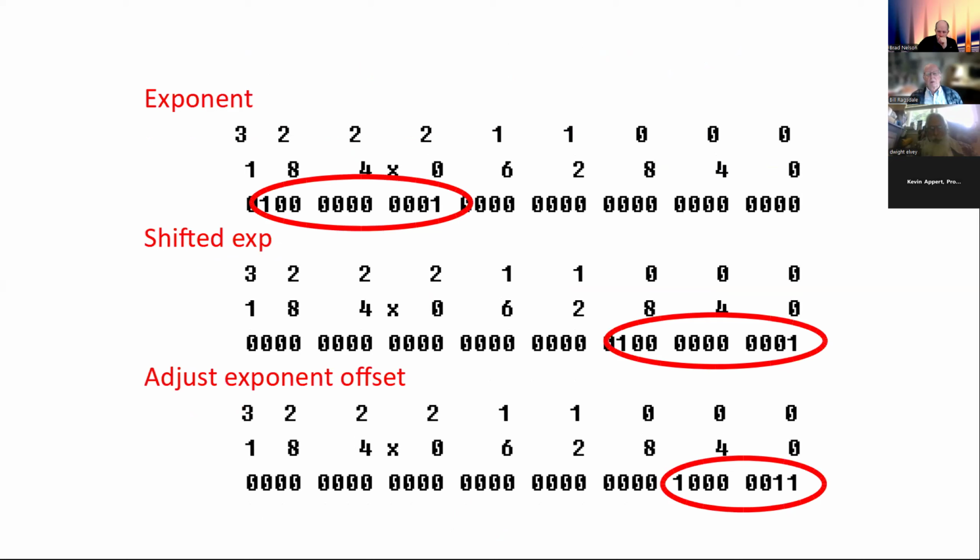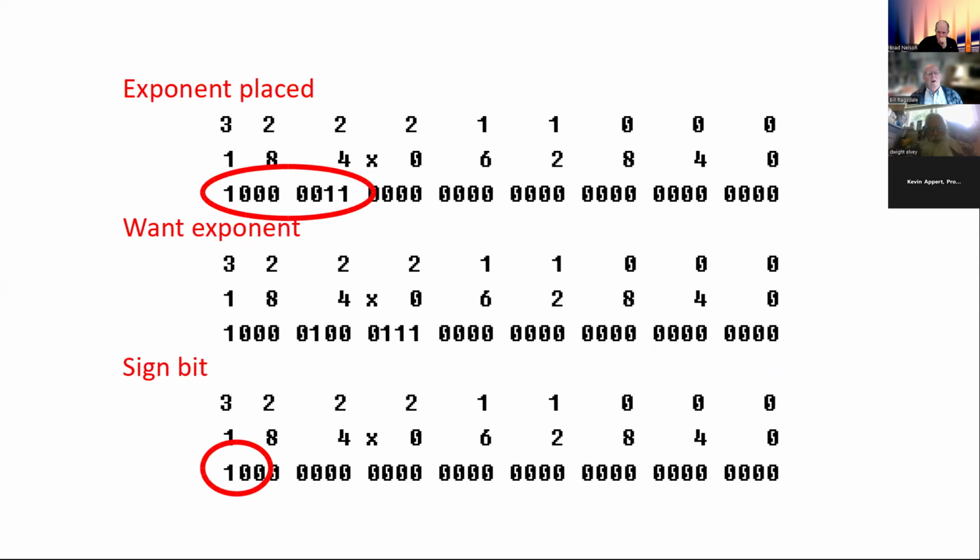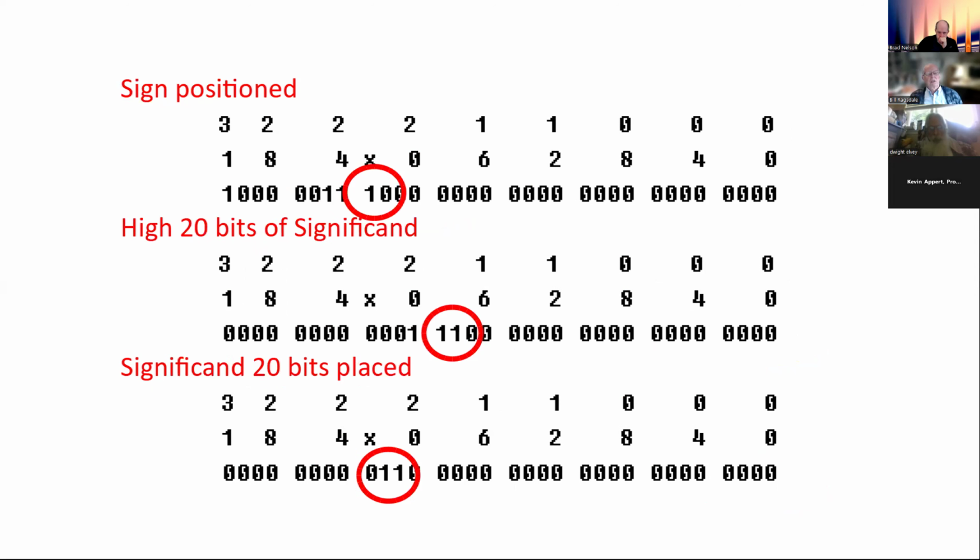We won't go through all the processing here, but the exponent is developed, it's shifted, its offset is adjusted. On the top left, the exponent is placed in the proper position. Down at the bottom, the sign bit is in bit 31 position. It gets positioned over to that X bit, which is where the sign is supposed to end up. And then the significand is adjusted.